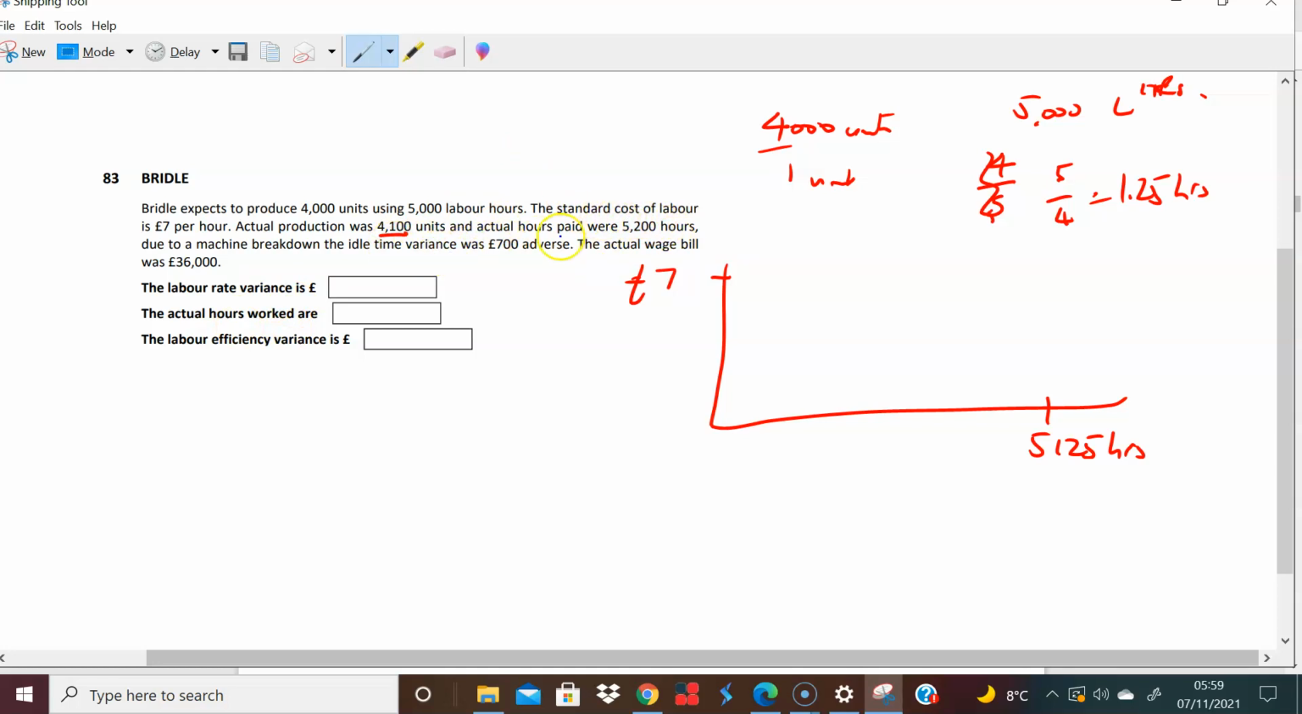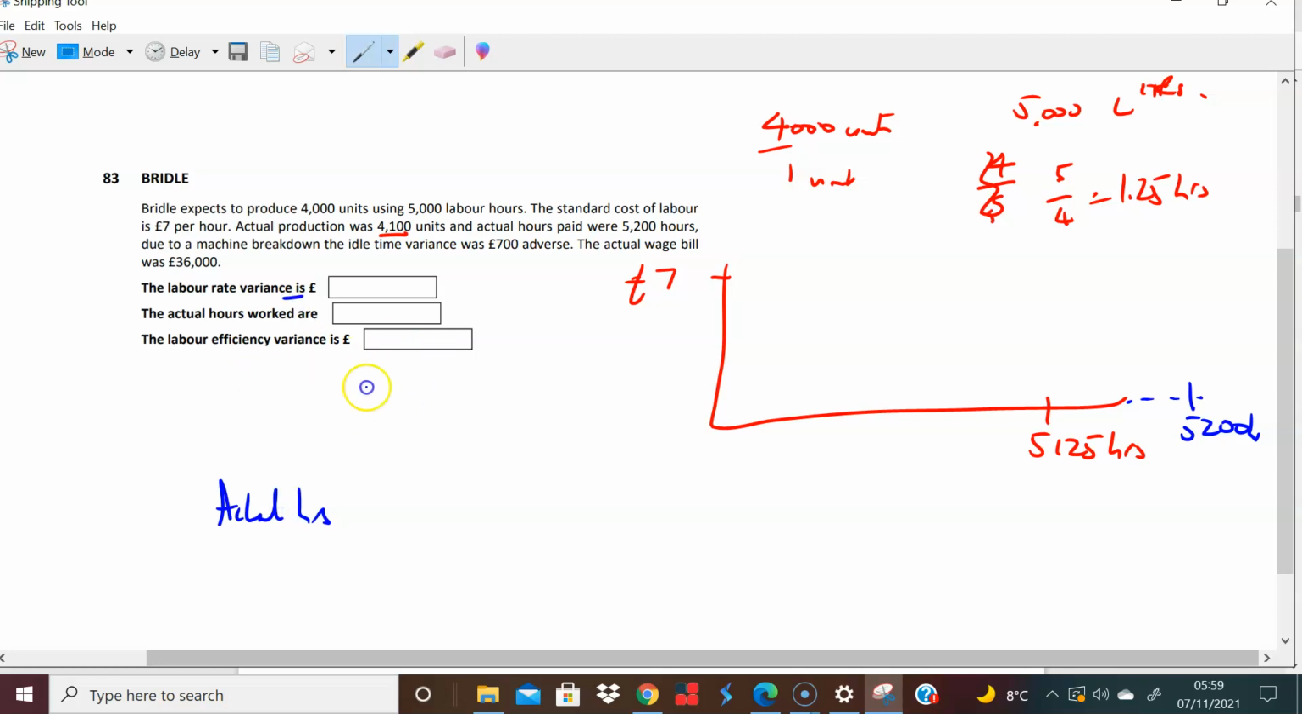It says that actual hours paid were 5,200. So I'm just going to put that over here. These are just my standards. Actual hours were 5,200. As you can imagine, with your actual hours there are a number of things we can assess. Actually, let's first of all deal with the labor rate, and I'll come back to efficiencies.